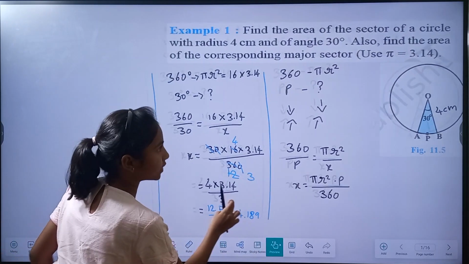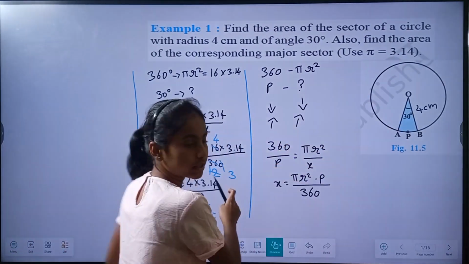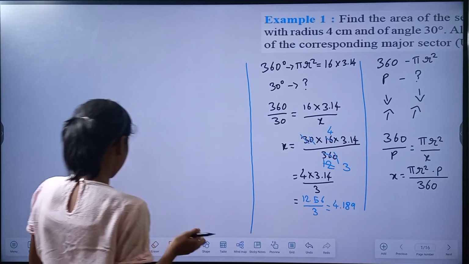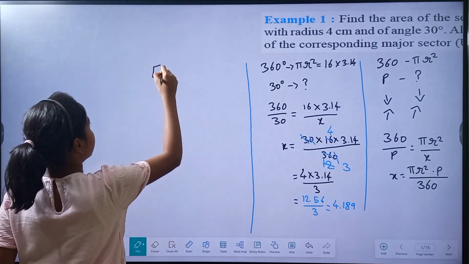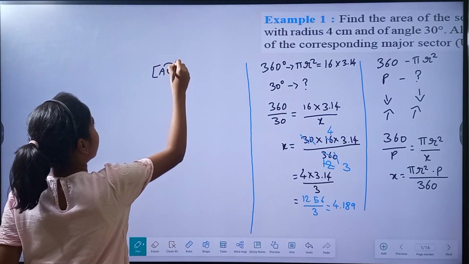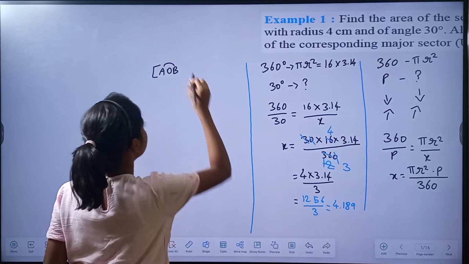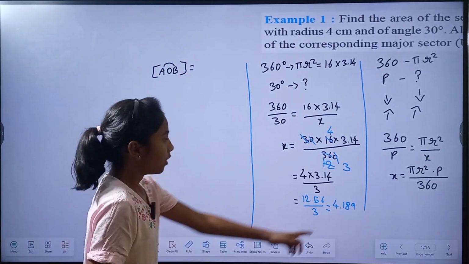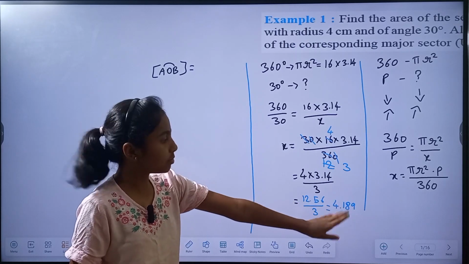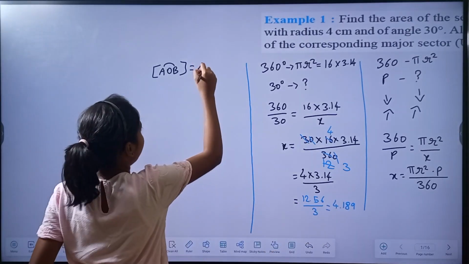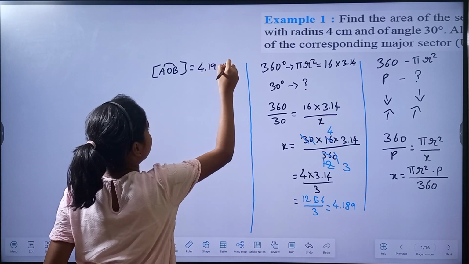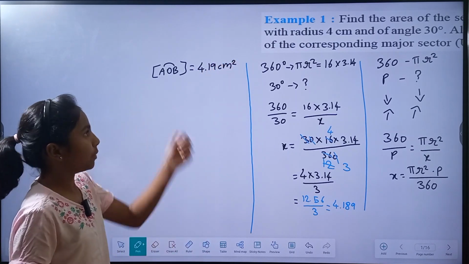So we can write the area of the sector AOB equals 4.189, which is approximately 4.19 centimeter square. This is the area of sector AOB.